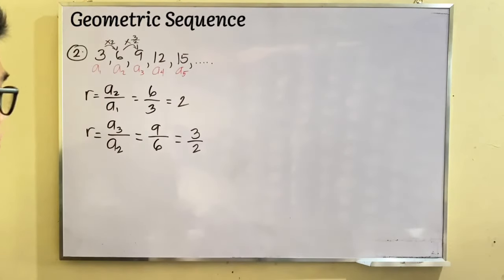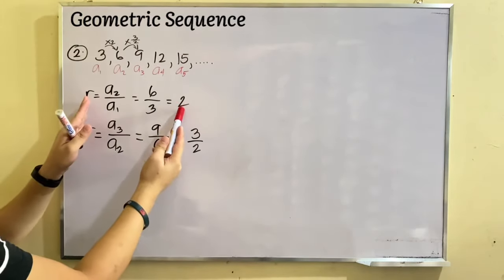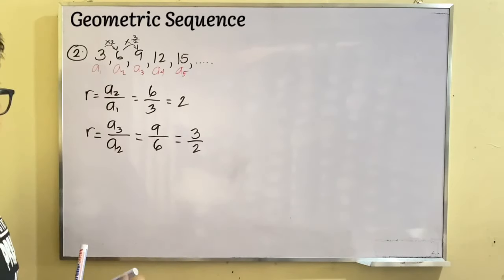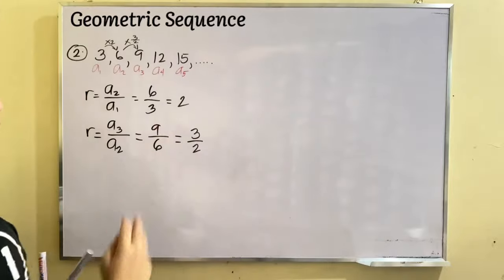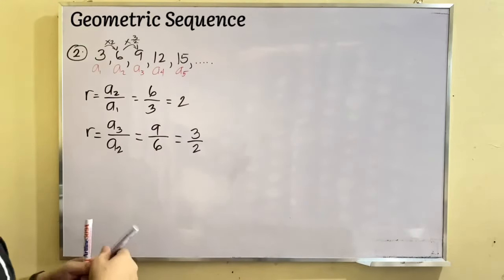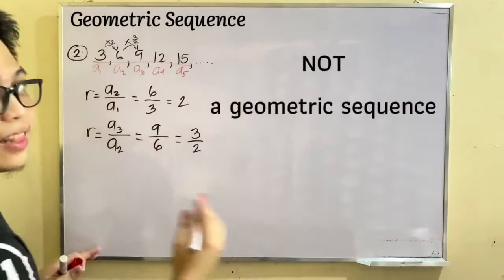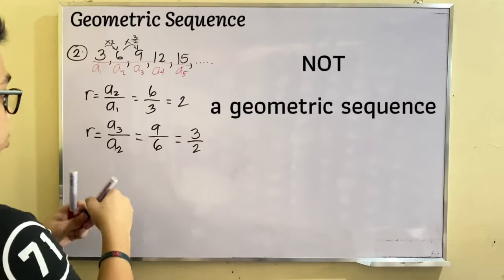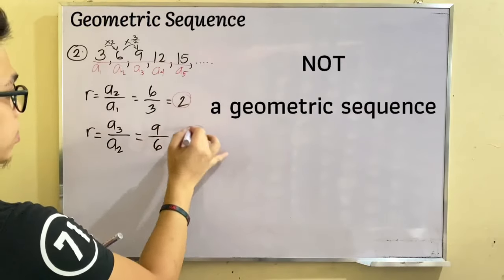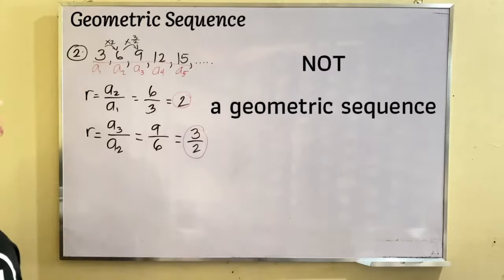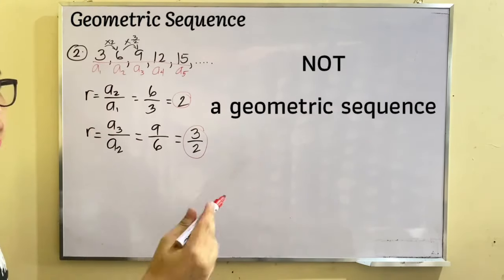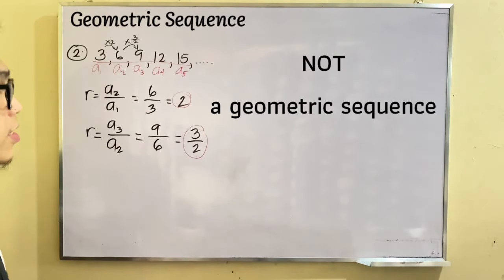Okay guys, kung mapapansin nyo, yung nakuha nating ratio kanina is 2. Then yung pangalawa is 3 halves. Parehas ba sila? Hindi. Kung hindi sila parehas, ibig sabihin, this given sequence is not a geometric sequence. Kasi wala siyang common ratio. Kitang-kita naman yung 2 at yung 3 halves, which is hindi equal. We can declare that this given sequence is not a geometric sequence.